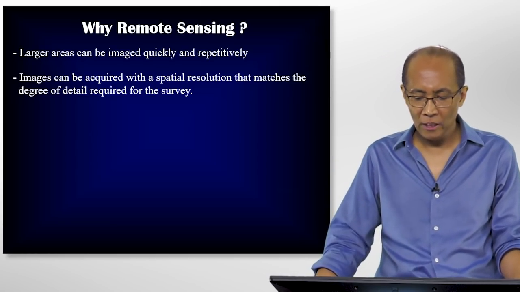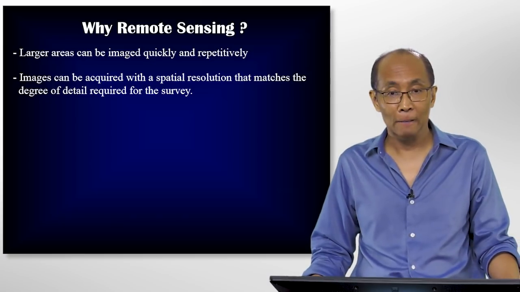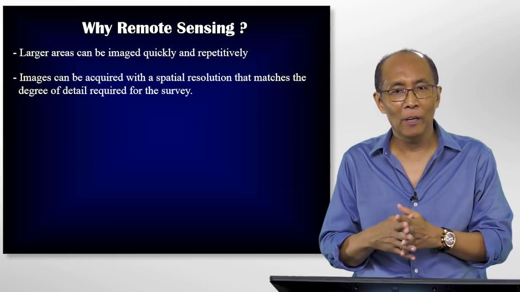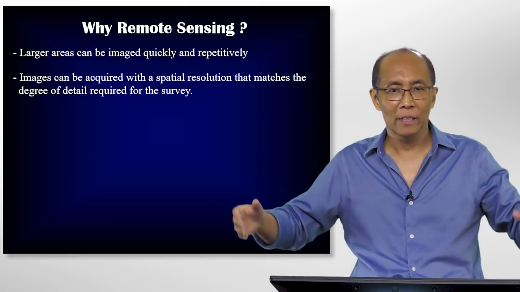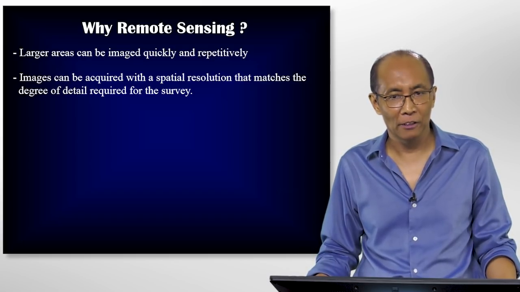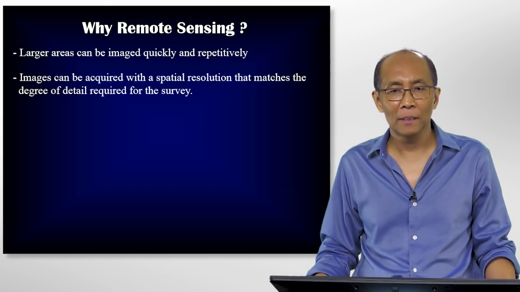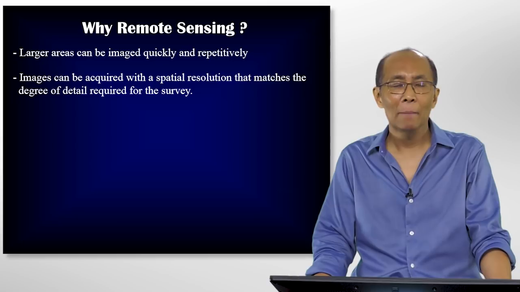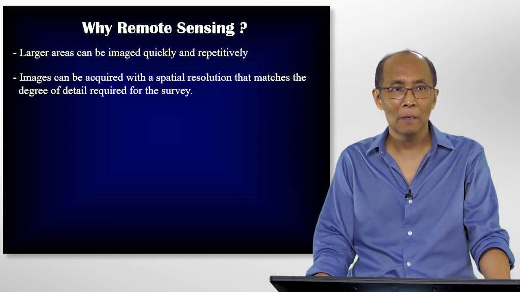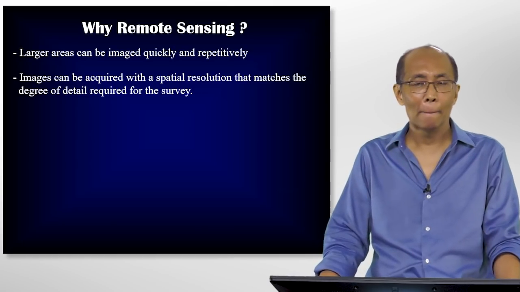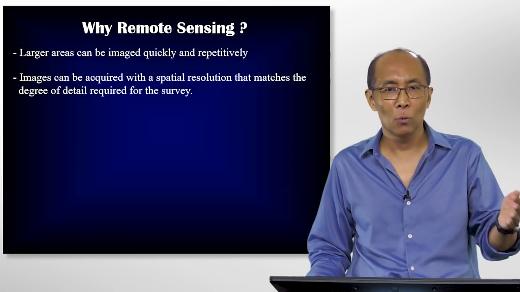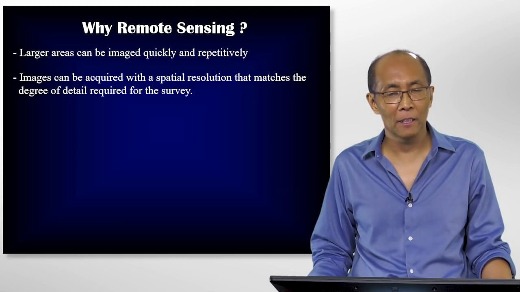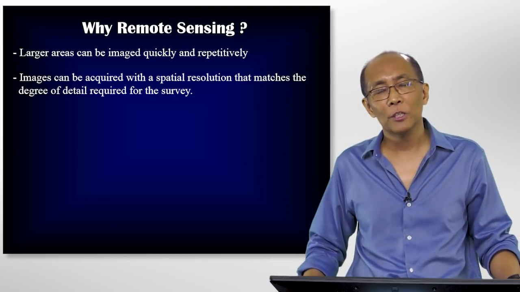Images can be acquired with a spatial resolution that matches the degree of spatial detail. So basically, do you want a 50 centimeter resolution satellite image, or do you want a 1 kilometer pixel size for larger areas? For example, if you want to do a regional level climate analysis or climate simulation, you would want to use bigger pixel size. For example, 500 meters or 1 kilometer resolution satellite data would be a good fit to achieve whatever objective you would like to achieve for your regional climate modeling.